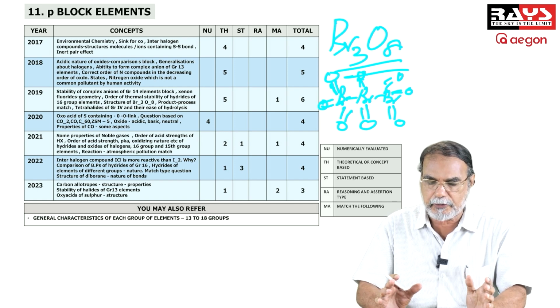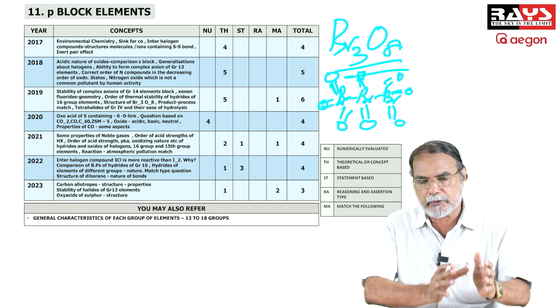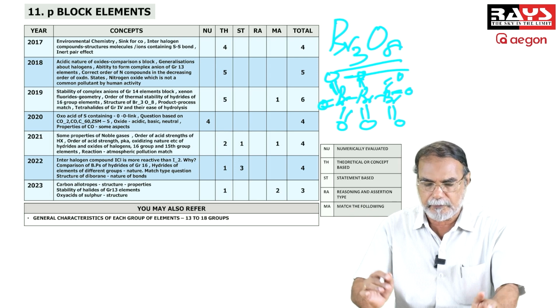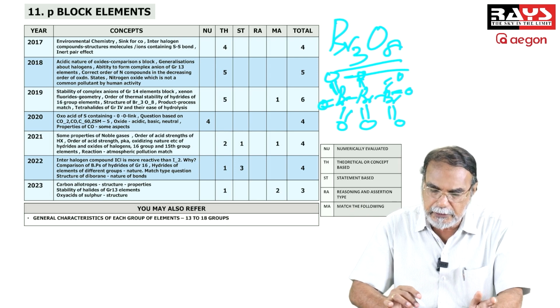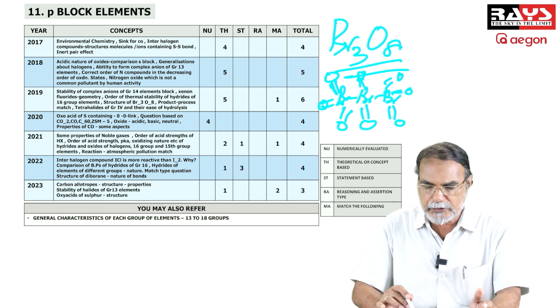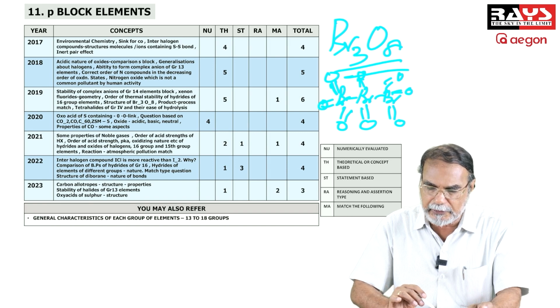Product process match: manufacturing methods and the products, and how to match them. That was another type of question being asked. And the tetrahalides of group 4 and their ease of hydrolysis was asked as another question. There were as many as 5 questions in 2019.